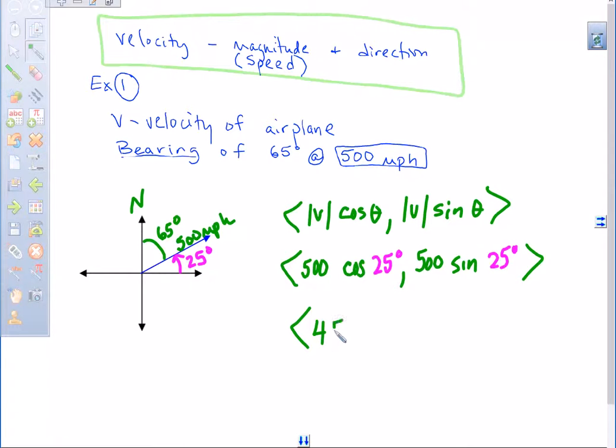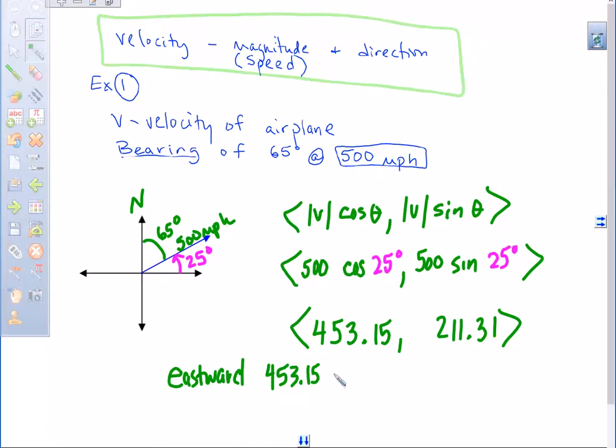That gives us these vector components, which tells us about this path that this plane is traveling. Okay, there we go. So what are we doing? We're going eastward at 453.1, and that is our miles per hour. And then we're going northward at 211.31 miles per hour. Okay.